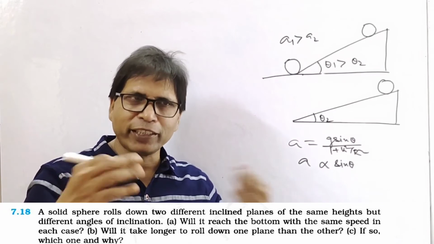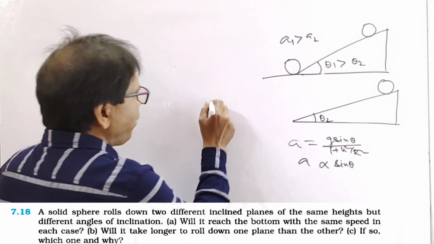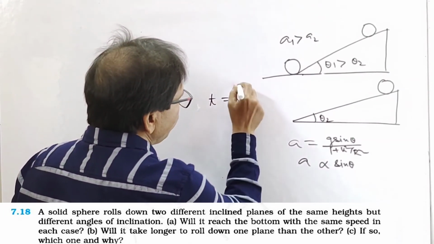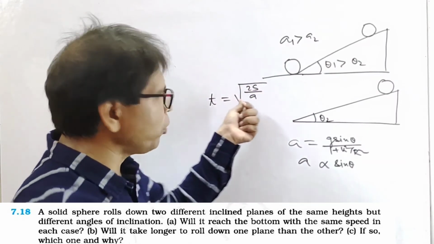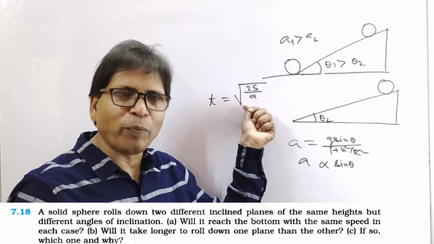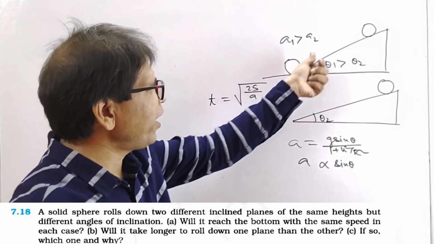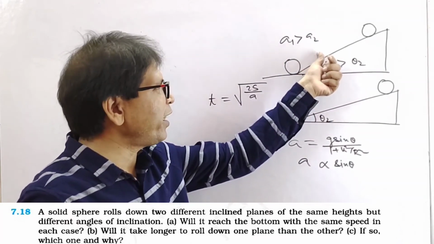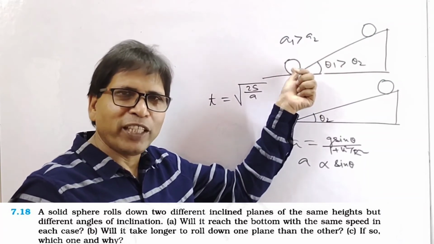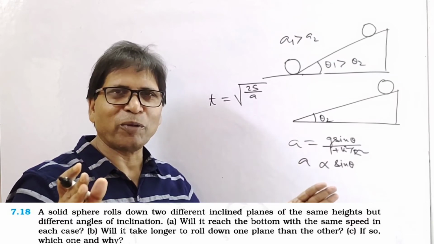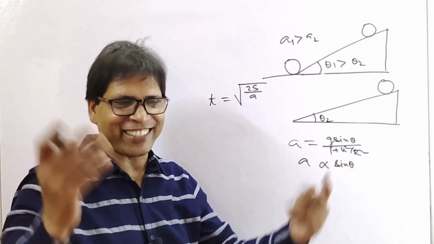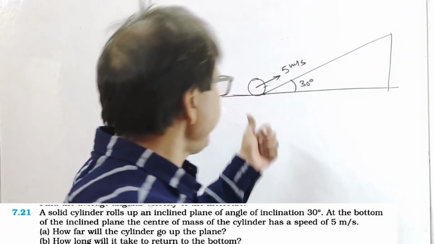Now time to reach the bottom. Time t equals root under 2s by a. So t is inversely proportional to the square root of a, that is, root of 1 by a. So here with more acceleration, it takes less time to reach the bottom, and here it takes more time to reach the bottom. Okay, understood? Next.